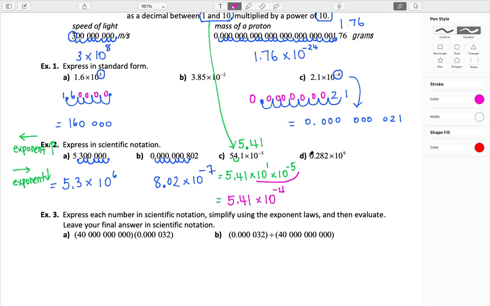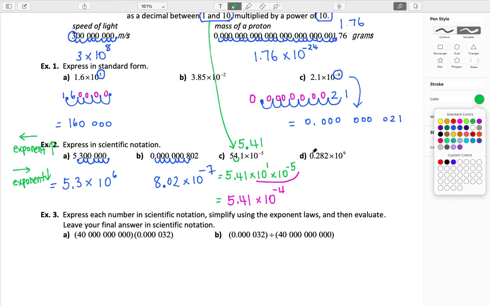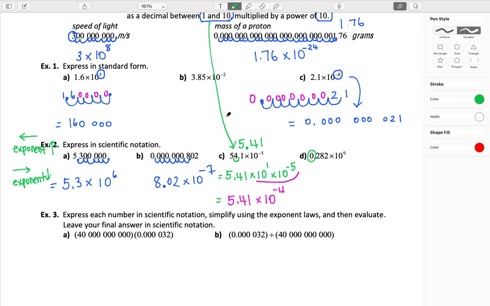If you look at letter D, there is also a problem here. The problem is the first number is 0. We can't have 0, right? It has to be between 1 and 10. So that means I have to move the decimal to the right by one step to get 2.82, right? So the first number is 2, not 0.